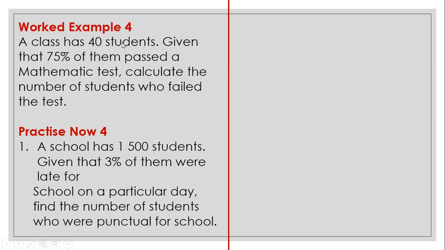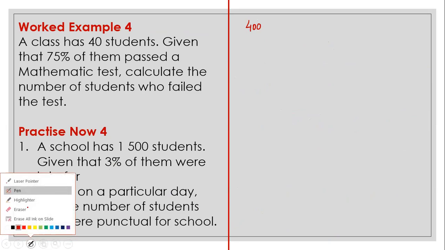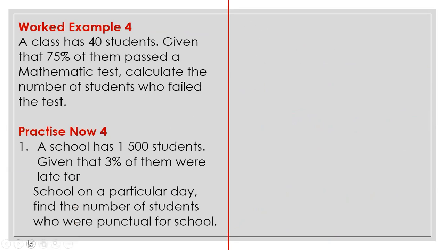For the worked example, okay, now a class has 40 students. So 40 students is representing the total. Total is always 100%. You have to keep that in mind. The total amount of money, or total amount of something, it can be money, people, and so on, if it is representing total, it is always 100%. Okay.